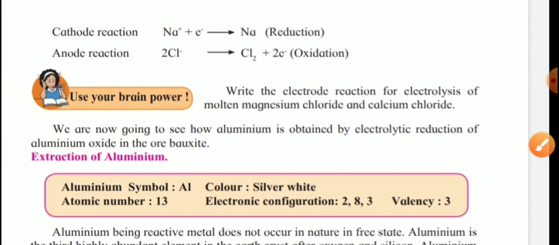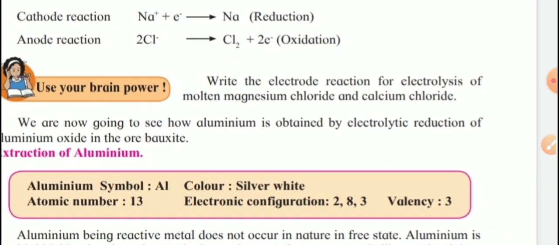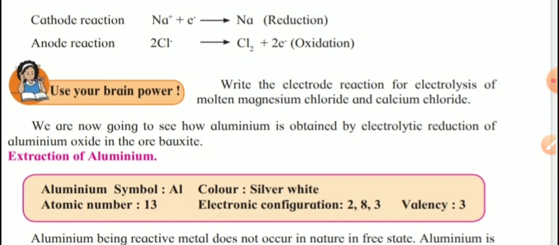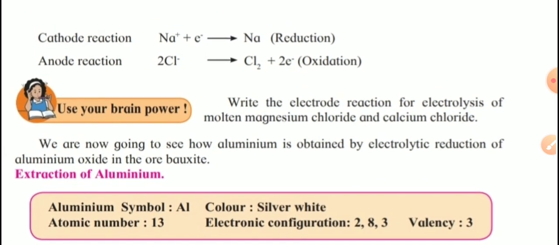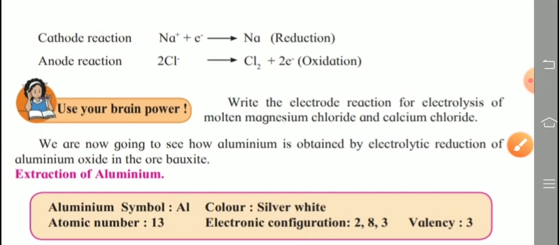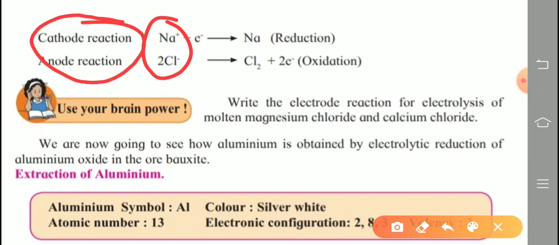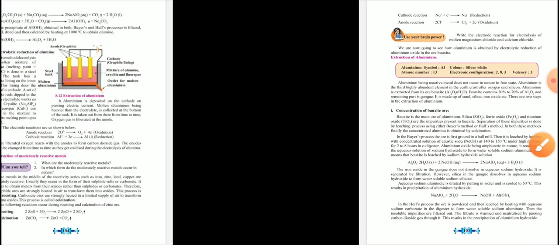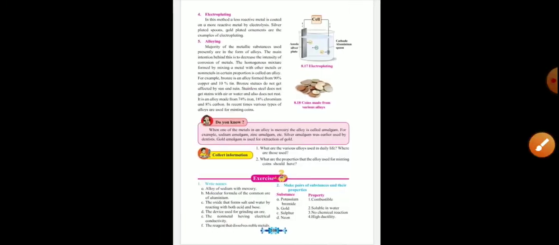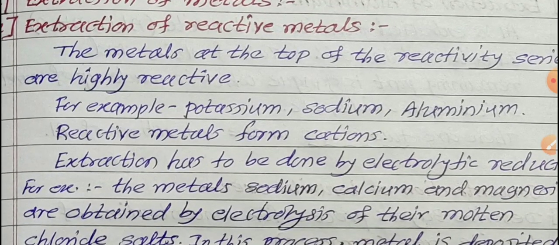Use your brain power. Write the electrode reactions for electrolysis of molten magnesium chloride and calcium chloride, like the above reaction for sodium chloride. We are writing the two reactions that occur at cathode and anode for these two salts, magnesium chloride and calcium chloride. So I will show the answer on one paper. See here.